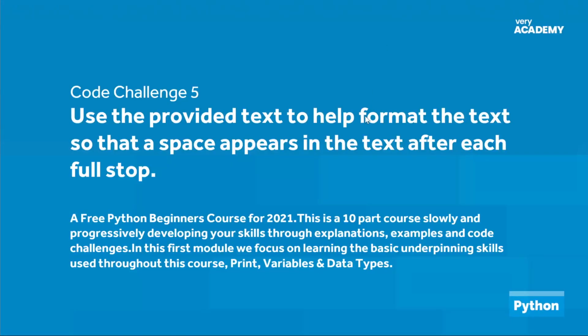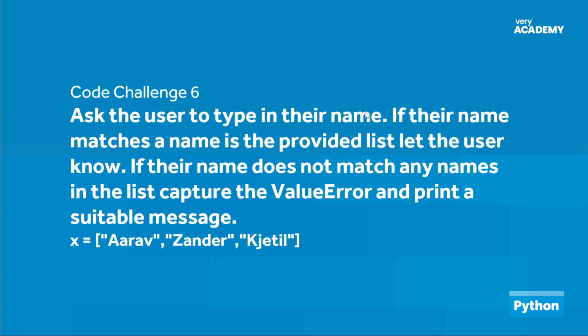And then let's move on to the last code challenge, challenge 6. Right. So this is a little bit more tricky, and there's one step here that I've not shown you. I just want you to try and utilize your initiative, maybe do a little bit of searching online to try and find the solution to this. Right, so ask the user to type in their name. If their name matches a name in the provided list, let the user know. Okay, if their name does not match any names in the list, we need to capture the value error and print a suitable message. Right, okay, so we provided the list again.